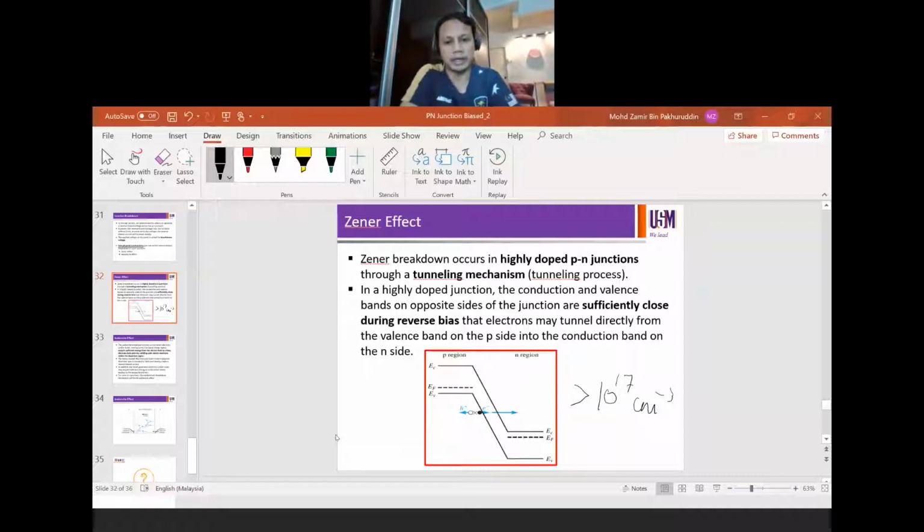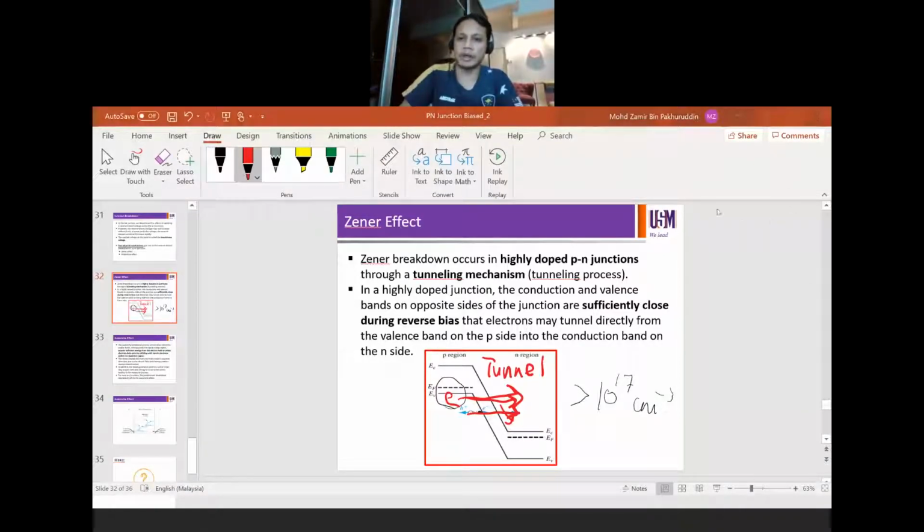Such that the electrons from the valence band here can actually cross to the conduction band down here. So you can actually cross to the conduction band in the n-type. P-type is on the left hand side, n-type is on the right hand side. So electrons can cross from the valence band of p-type into the conduction band of n-type. So this is called the tunneling process, tunnel through. So you can only have this effect in the heavily doped region.